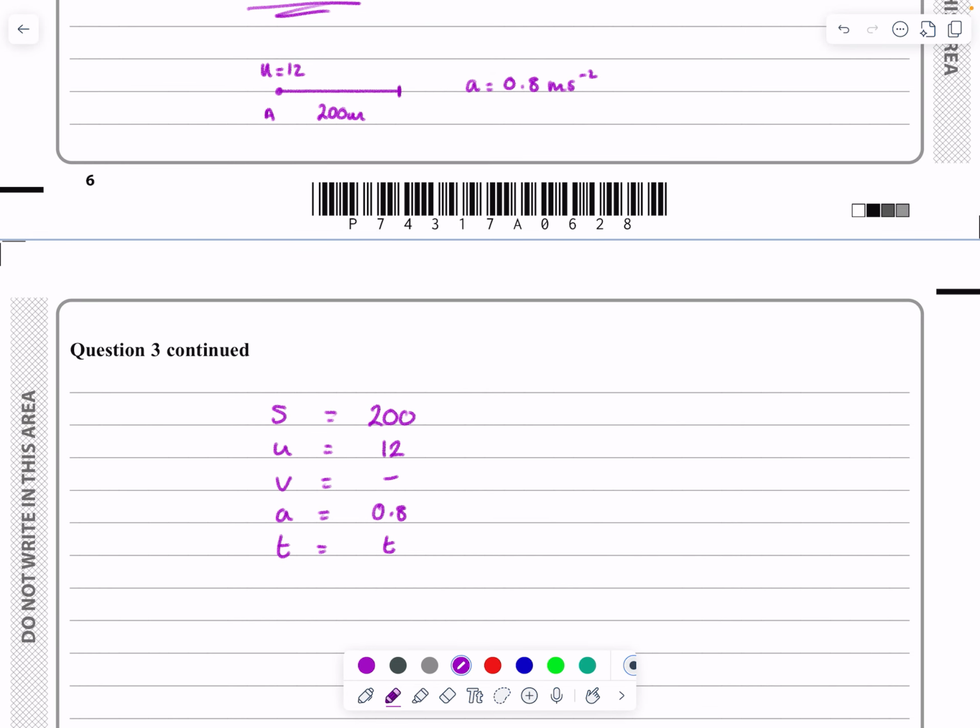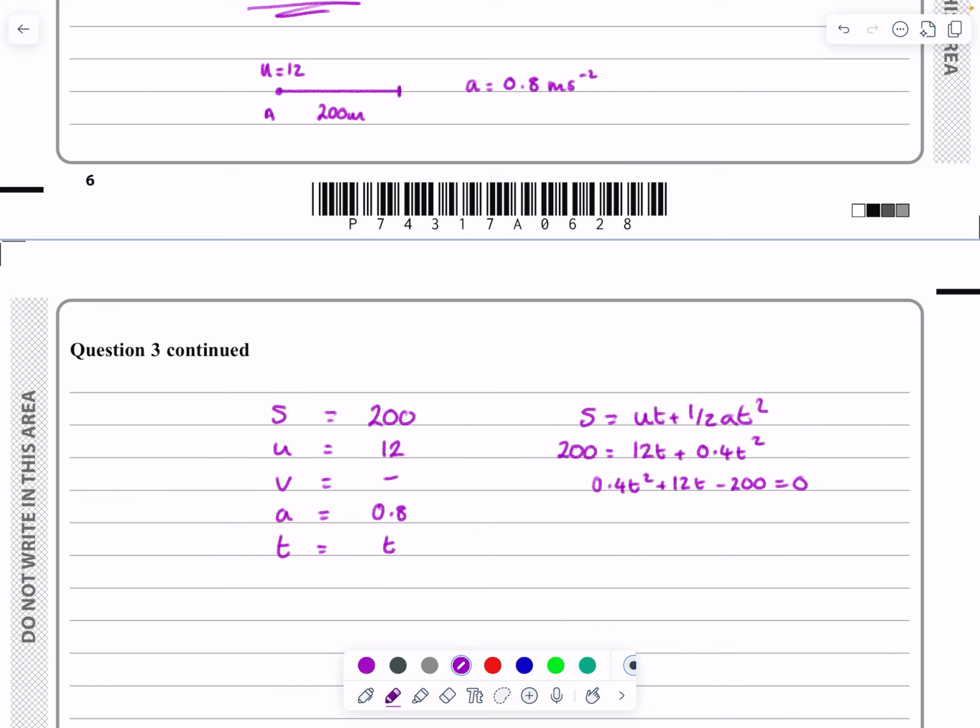So S, U, A, and T, that's one of our most often used SUVAT equations. S equals UT plus half AT squared, and we're just going to substitute everything in now. So 200 is equal to 12T plus 0.4T squared, after halving 0.8. Tidy that all up. Let's make it 0.4T squared plus 12T minus 200 equals 0. And then I want to get rid of the 0.4 if I'm going to try and see if it factorizes or anything else like that.